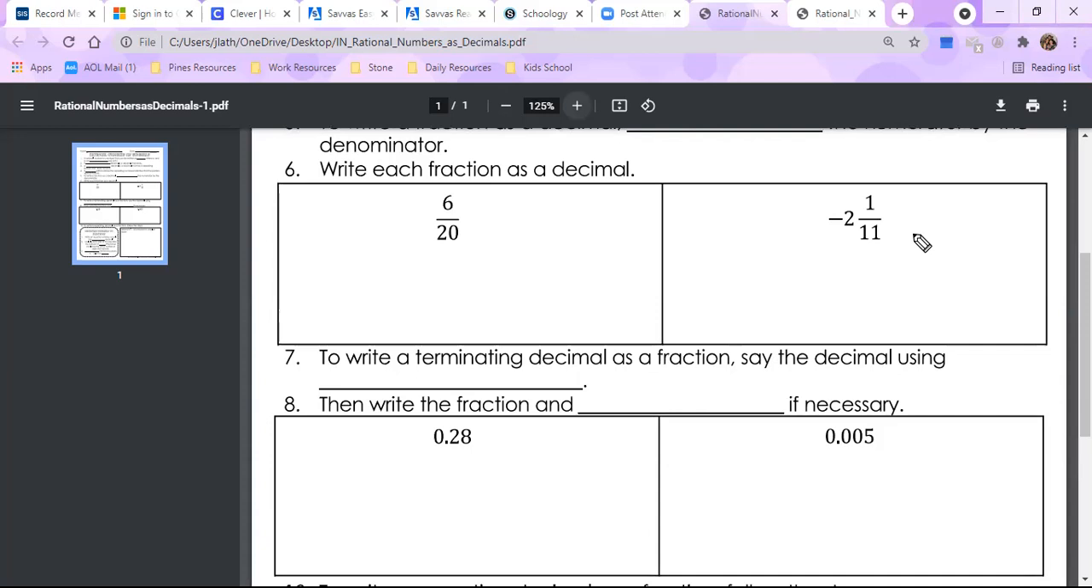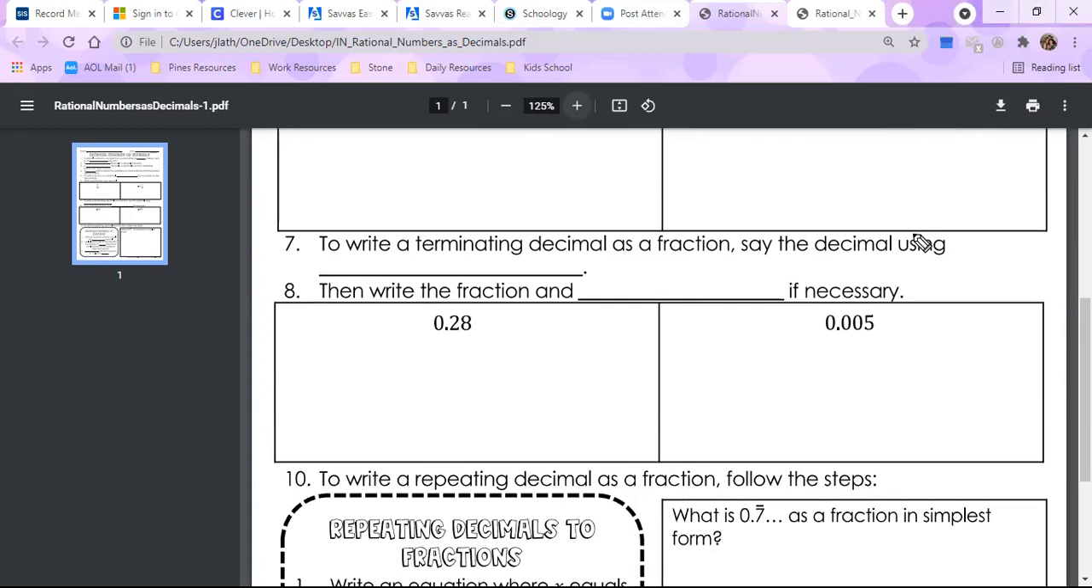To write a terminating decimal as a fraction, we're going to say the decimal using place value, because that's going to tell us what our denominator is going to be. Then we're going to write the fraction and, there's that word again, simplify if necessary. So let's practice.